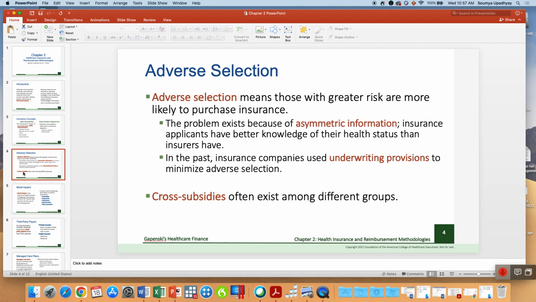So again, reiterating a little bit, adverse selection is where those who have a greater risk are more likely to purchase insurance, and the problem happens because there is asymmetric information. People who know their health status, who already know that they have diabetes and all of that, will be more likely to buy insurance, and they will be more likely to buy expensive insurance. In the past, insurance companies used underwriting provisions to minimize adverse selection. And then there are cross subsidies that often exist among different groups, and that is also helpful to minimize the problem.